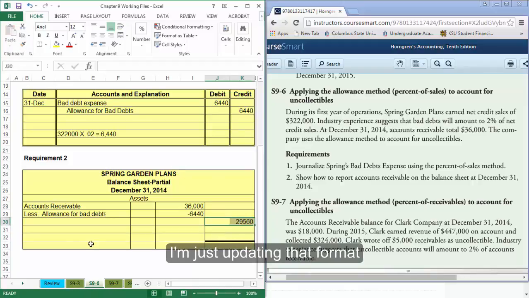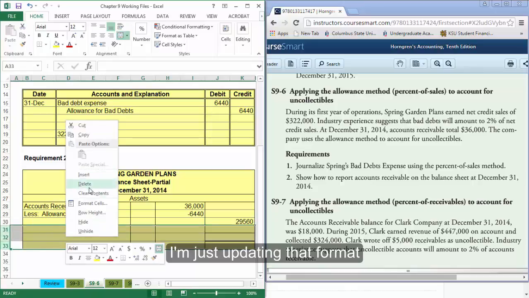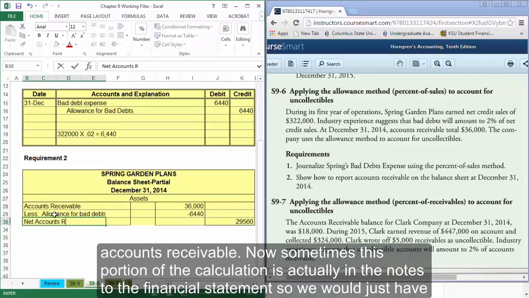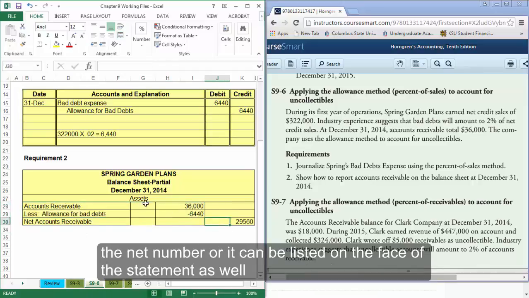I'm just updating that format. And that would be the balance that we would be seeing on our balance sheet, and that's our net accounts receivable. Now, sometimes this portion of the calculation is actually in the notes to the financial statement, so then we would just have the net number, or it could be listed on the face of the statement as well.